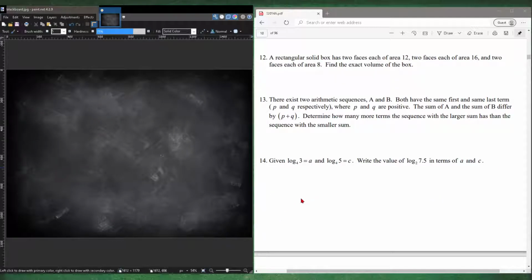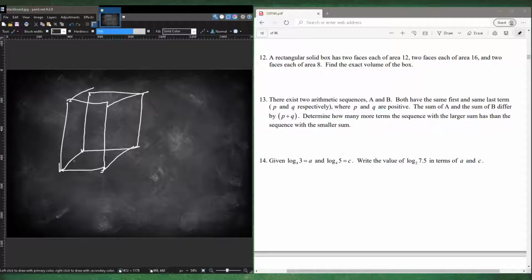Number 12. A rectangular solid box has 2 faces each of area 12, 2 faces each of area 16, and 2 faces each of area 8. Find the volume of the box. So let's draw the picture. Using geometry, you want to draw a picture. So you have a box. Let's say this face and this face on top are both area 12. And this area here in the back and this one in front, that's the area of 16. And the ones at the side are area 8.